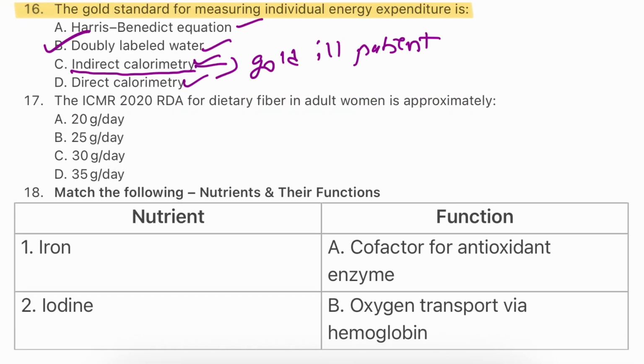Question number 17. The ICMR 2020 RDA for dietary fiber in adult women is approximately: 20 grams per day, 25 grams per day, 30 grams per day, 35 grams per day. The answer will be B, 25 grams per day. According to ICMR 2020, 25 grams per day of dietary fiber is recommended for adult women.